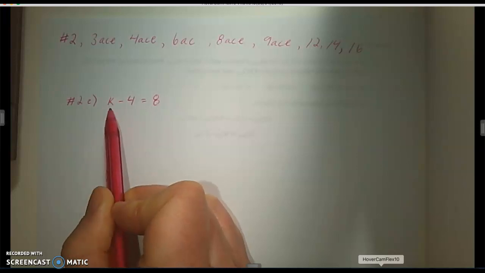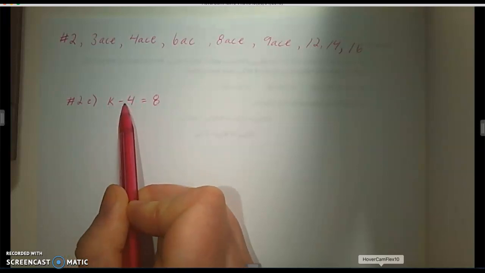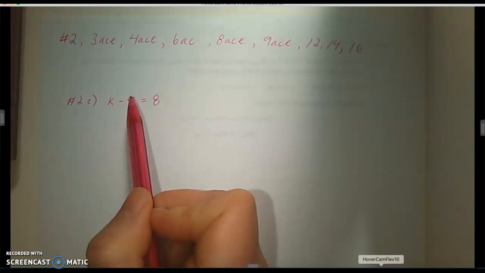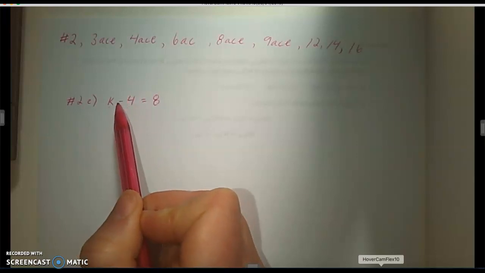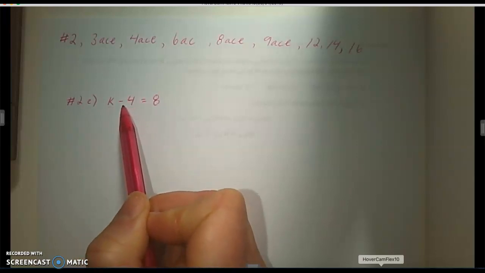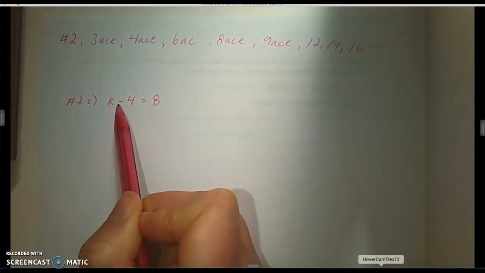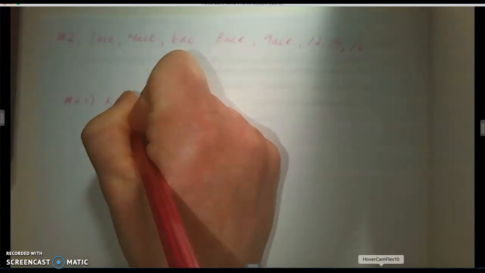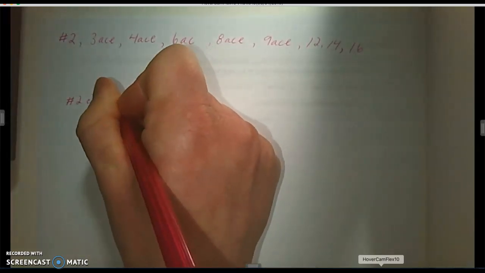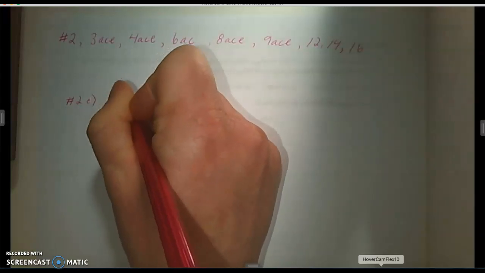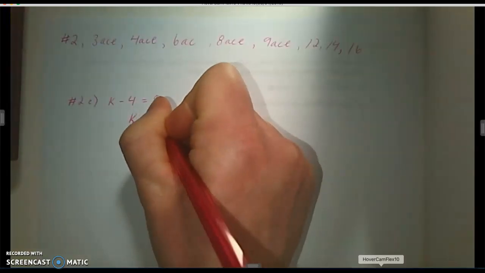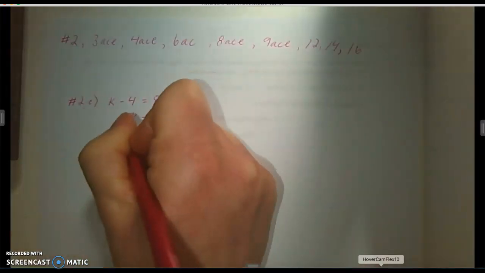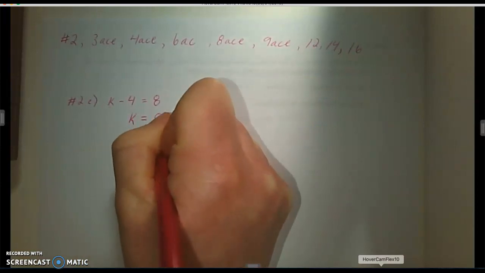I want to get an answer for k, which means I have to get rid of the numbers that are on the same side as k. In this case, that's the minus 4 right here. I'm going to use the idea of inverse operations, meaning I'm going to flip whatever I'm doing. I have minus 4 right here. The opposite of minus 4 is plus 4. So I'm going to rewrite this. I'm going to take the 4 away from this side of the equation, and I'm going to do the inverse of minus 4 on the other side. So then I end up with my answer, 8 plus 4 is 12.